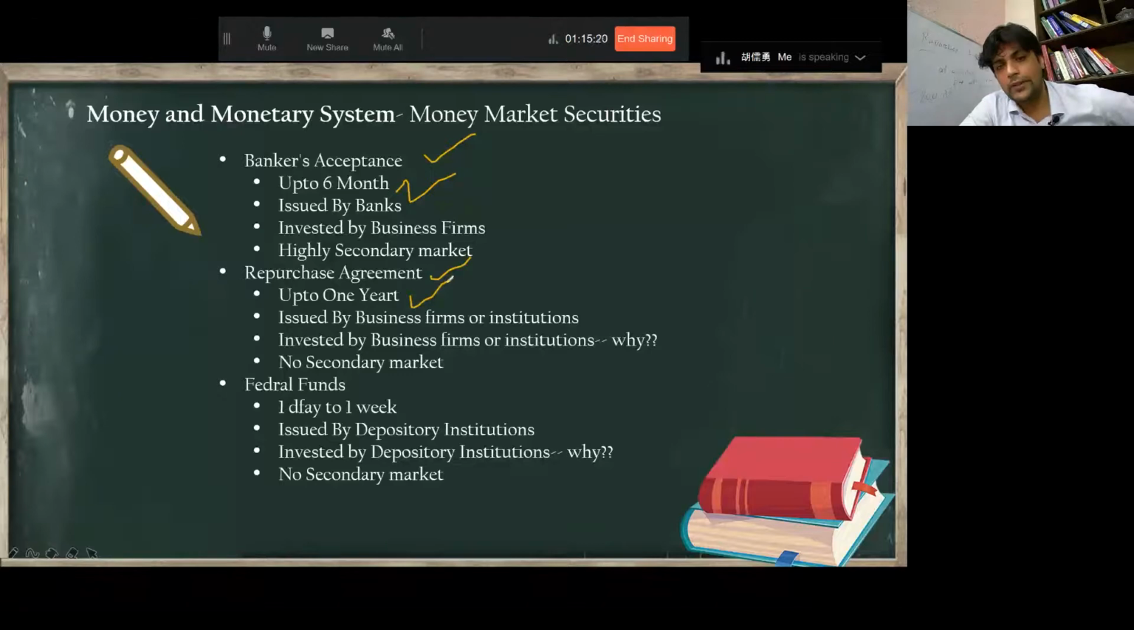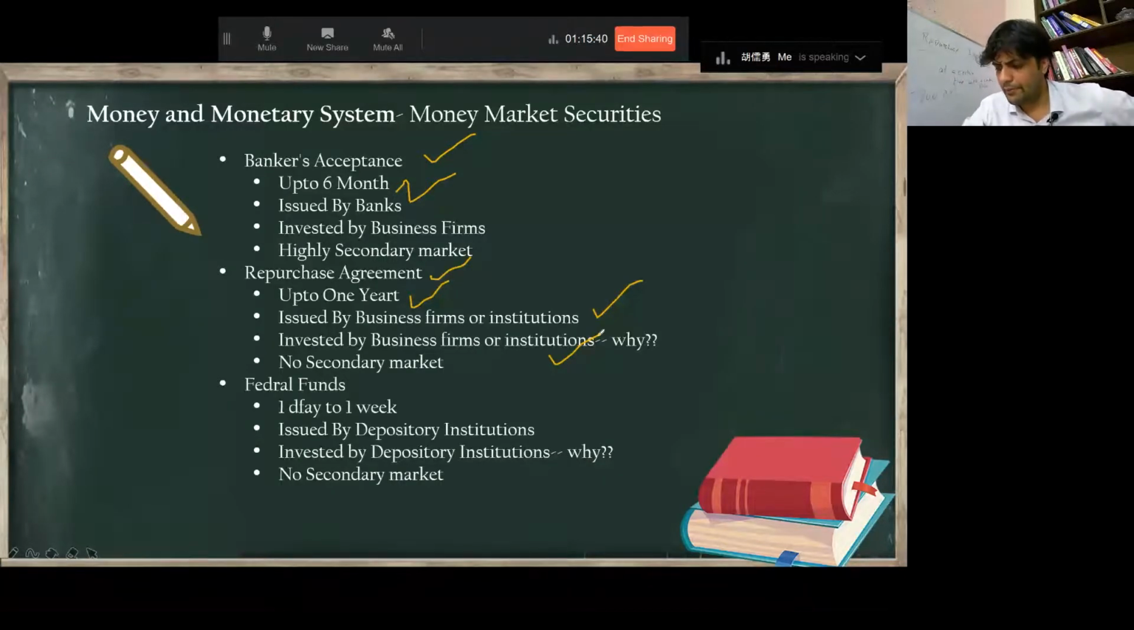It's issued by business firms or institutions. Private people can't do that. Me and you are not going to take part in this activity. It is being invested in by other firms and institutions, who buy it. Why? Again, based on its maturity.